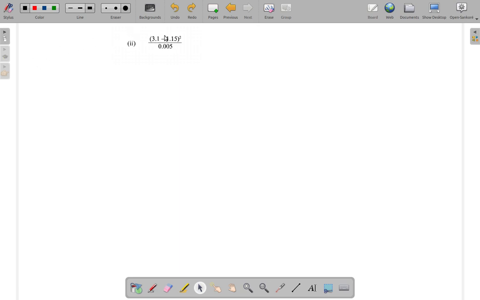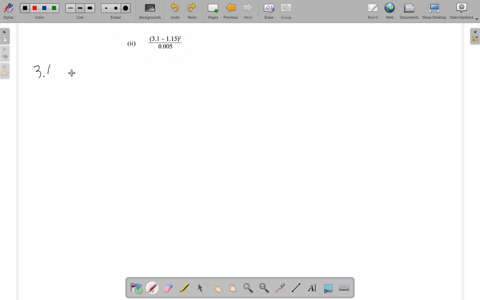When you have this expression inside the bracket and the square, what that means is that you really should have this thing multiplied by itself. Because when you square a number, you have the number multiplied by itself. You have to remember that. So let's see what's going on here.